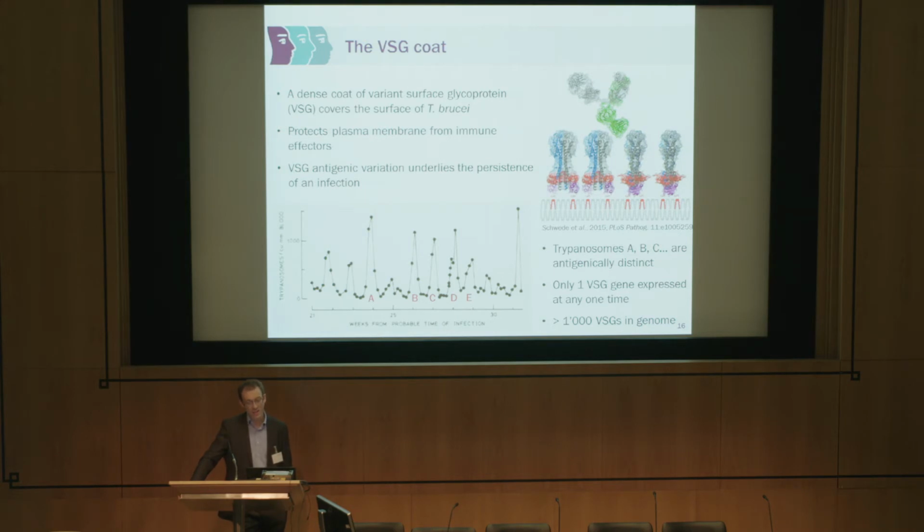At any one time, trypanosomes express only one VSG protein, but they keep changing it during infection to evade the host immune system. And they actually have a huge repertoire of more than 1,000 genes encoding different VSGs, which helps them keep this chronic infection.